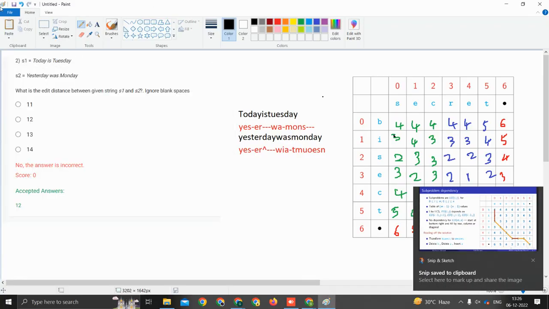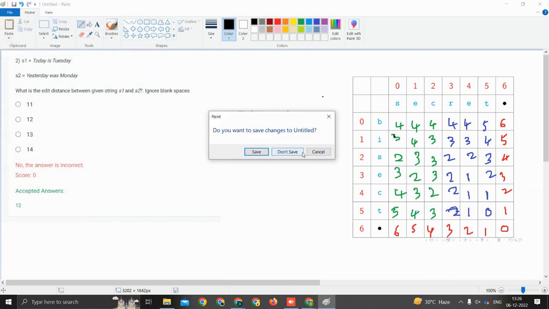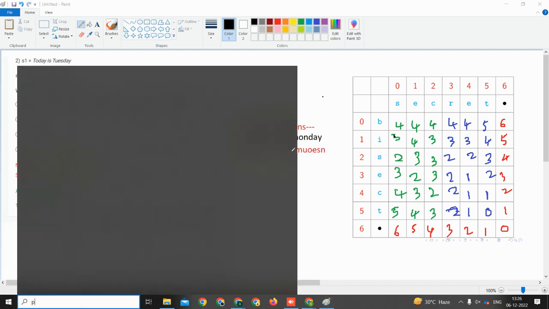Let me take the Omega. Oh my God, how do I open a new one?